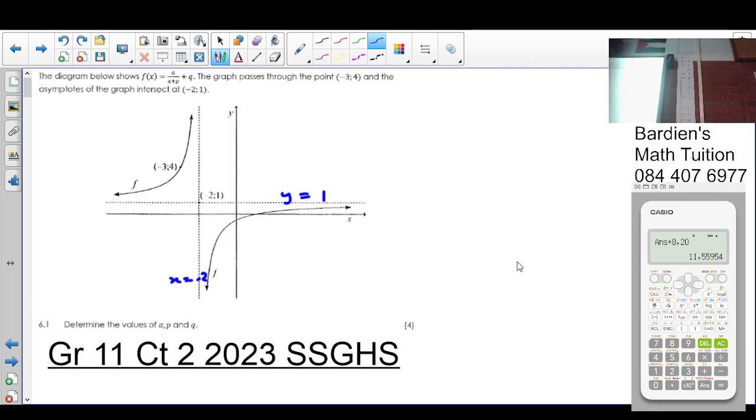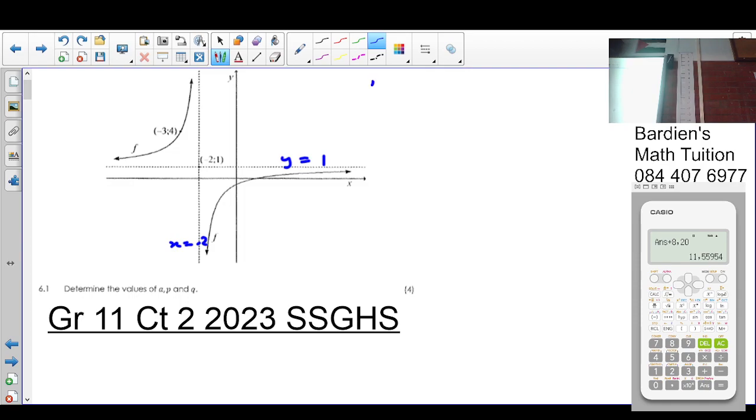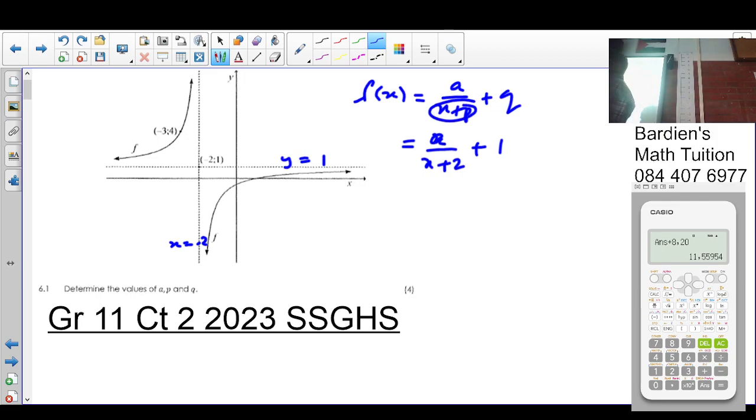So looking at that equation, f of x is equal to a over (x plus p) plus q. So what is your a value? We don't know, but we know that your p is your x, so it's going to be a over (x plus 2) plus 1. Remember, that is the additive inverse. So that is f of x.